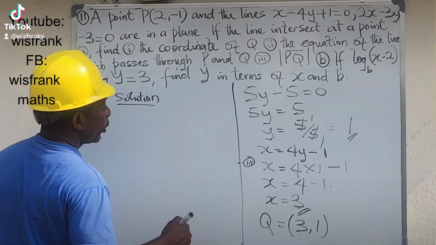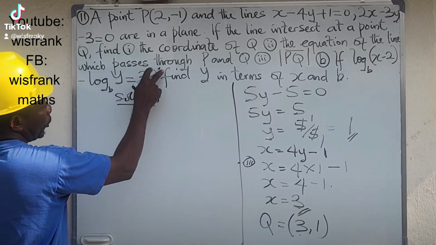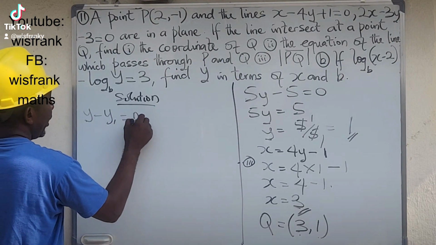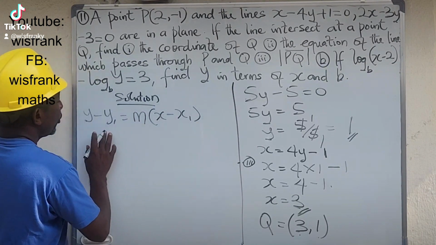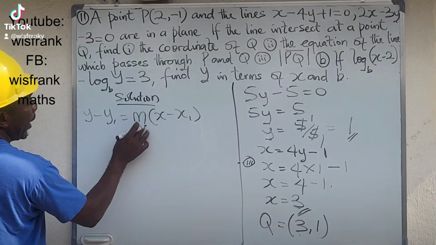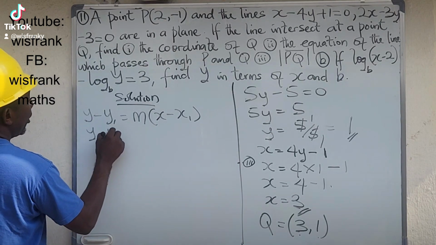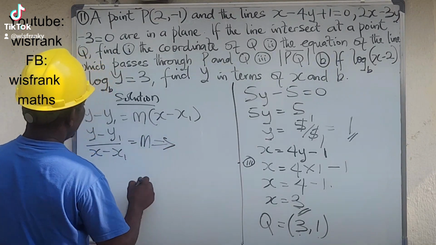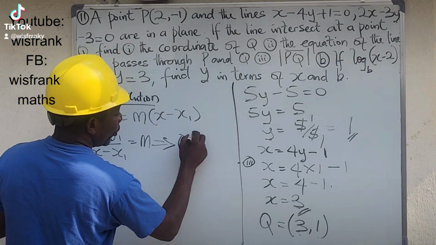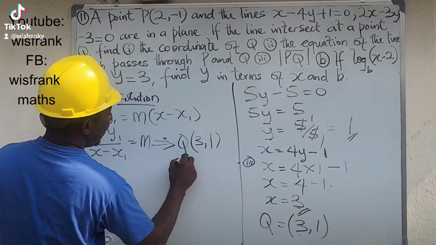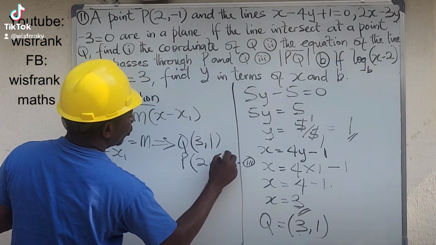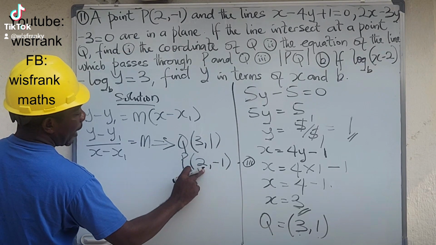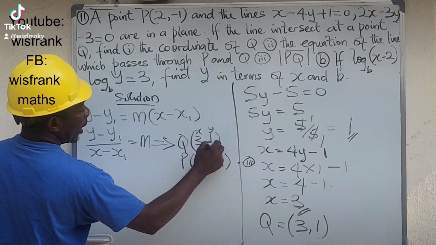The equation of the line which passes through P and Q is y - y1 = m(x - x1). So we make m the subject of the expression. Therefore, (y - y1) over (x - x1) equals m. Here Q equals (3, 1) and our P equals (2, -1). So this is our x and this is x1, and this is y and this is y1.